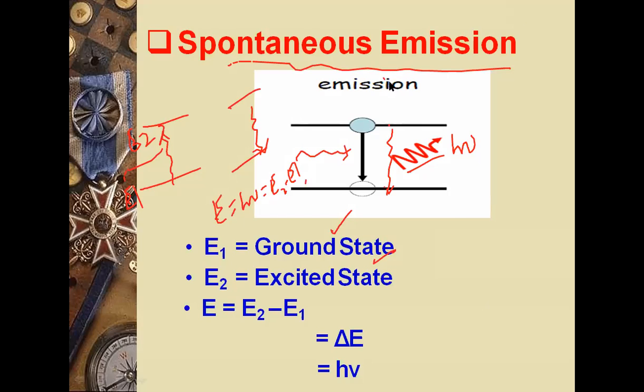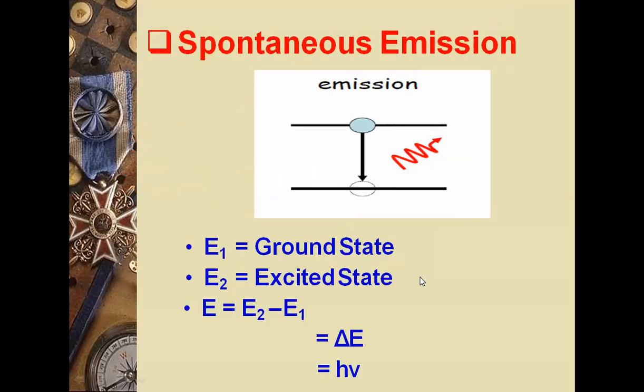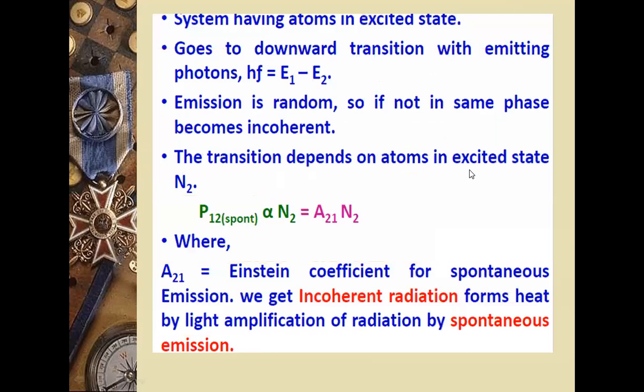So now two things are over. Absorption is over, emission is over. What is next? We have to do the equation also. Emission also has an equation. Spontaneous emission, you should write down. A system having the atom in the excited state goes from E2 downward to E1. There is a transition from the higher energy level to the lower energy level.